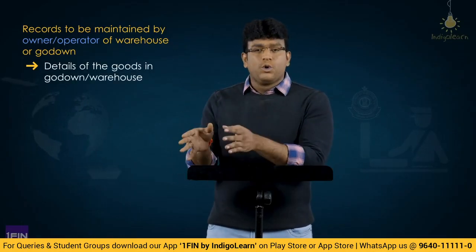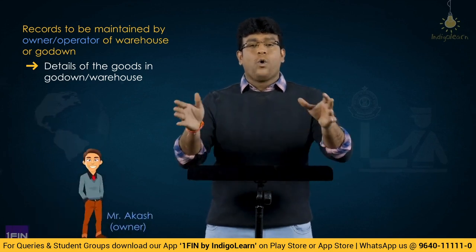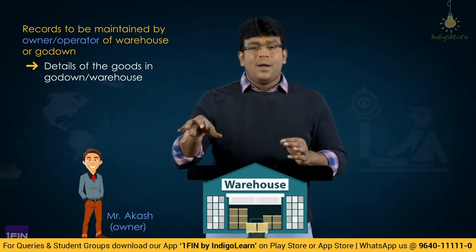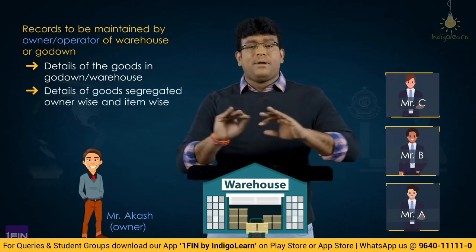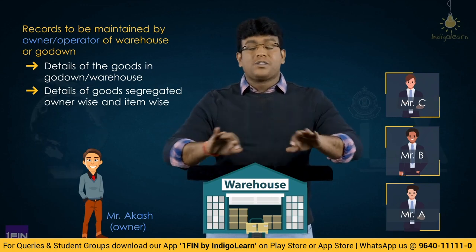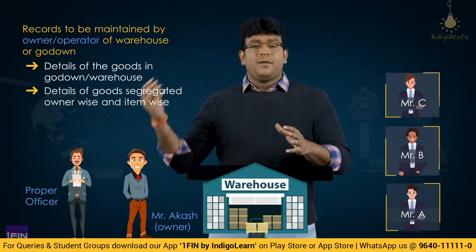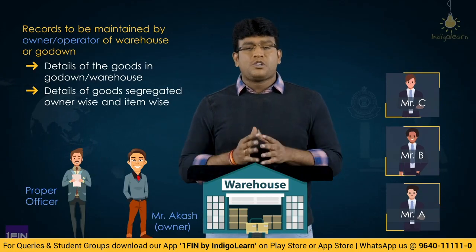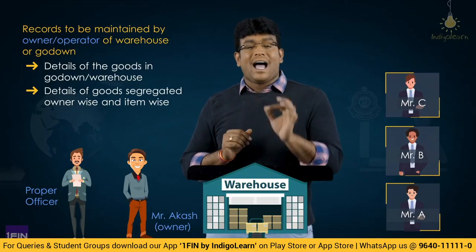And finally, with respect to the owner or operator of a warehouse or godown, that particular person should maintain proper records related to whose goods are lying in that godown or warehouse. For example, my dear friends, there is a possibility that there is one person, Mr. Akash. Akash is the owner of a warehouse. In Akash's warehouse, there are goods belonging to Mr. A, B and C. Now, Akash should clearly segregate the goods belonging to A, B and C. He should separate the goods owner-wise and also item-wise, so that tomorrow when the proper officer wants to come and inspect the goods in the warehouse, he should be in a position to identify them easily. So in the warehouse, it is important that the goods are segregated owner-wise as well as item-wise.